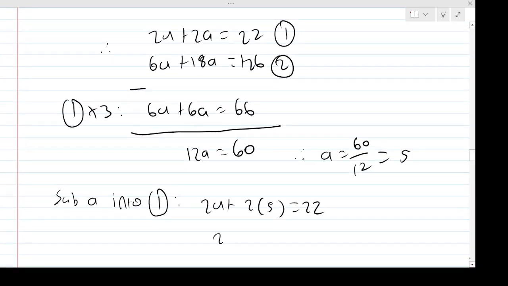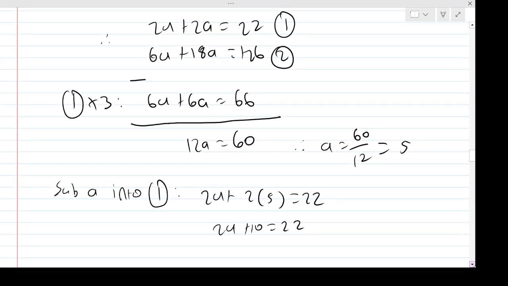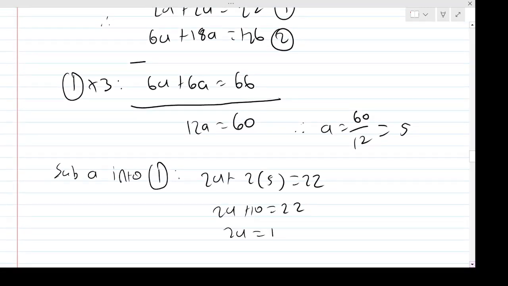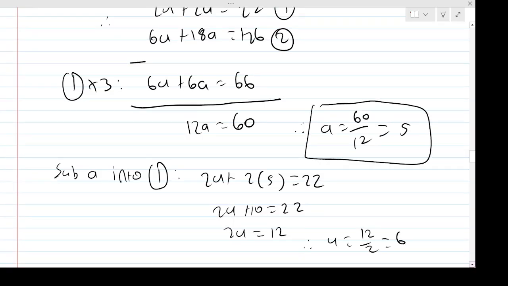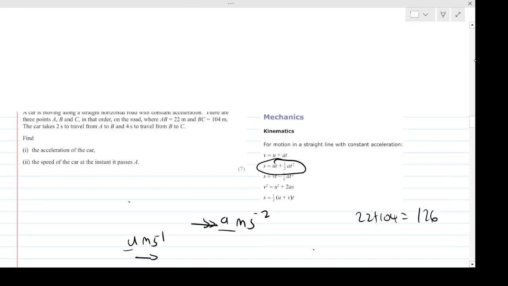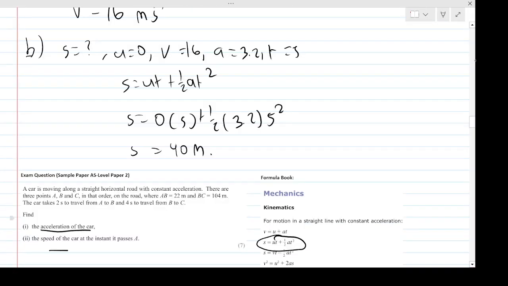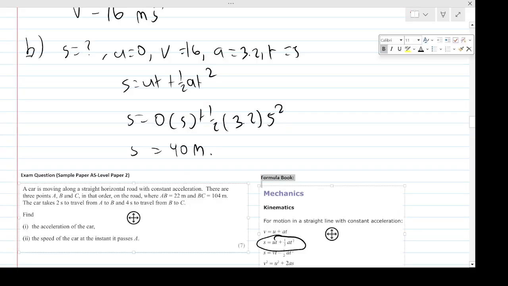And so therefore 2u add 10 is 22. So then 2u is going to be 12, so therefore u is 12 over 2, which is 6. And that is my value for a and u, or in other words, the acceleration and the speed initially at A. Okay, so there we are. Nice 7 marks there.